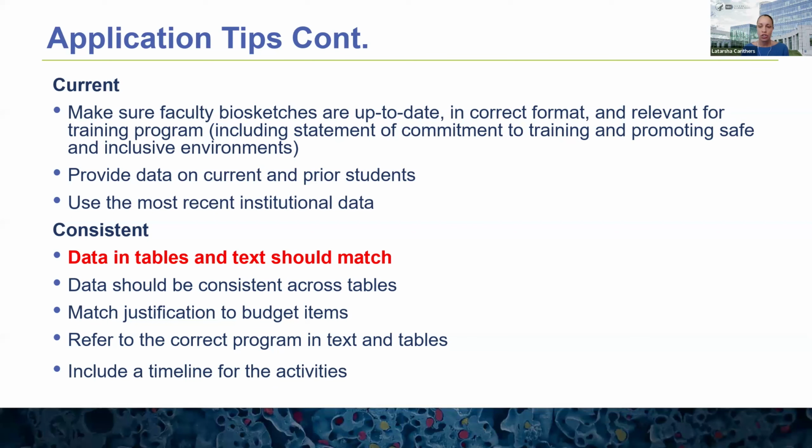Match justification to budget items. Refer to the correct program in the text and tables. I can't tell you how many times we see things cut and pasted from the wrong application information. Also, if your application is a new application, refer to it as new and not as a renewal, even though you might have had a previous iteration of this program. And then include a timeline for activities.